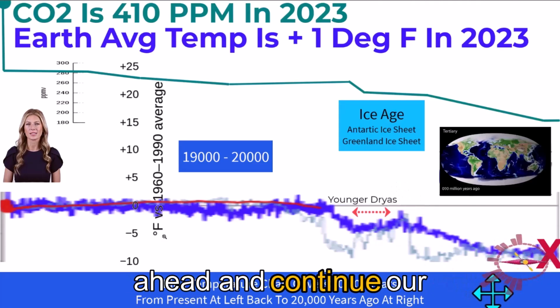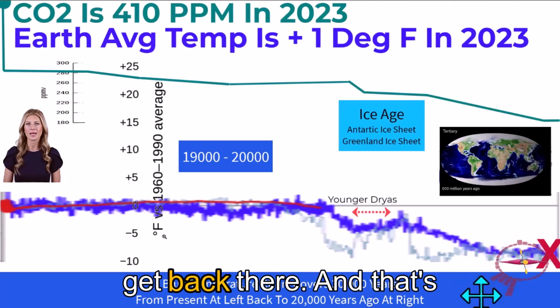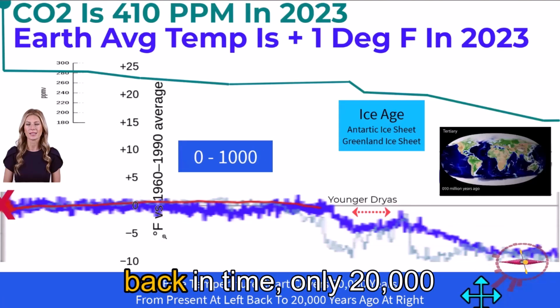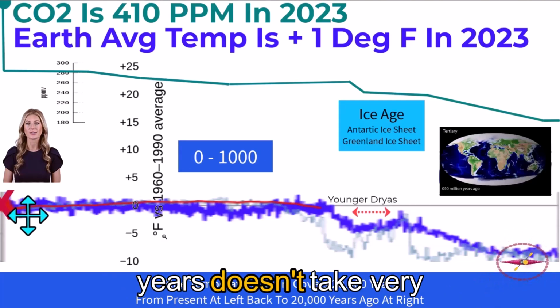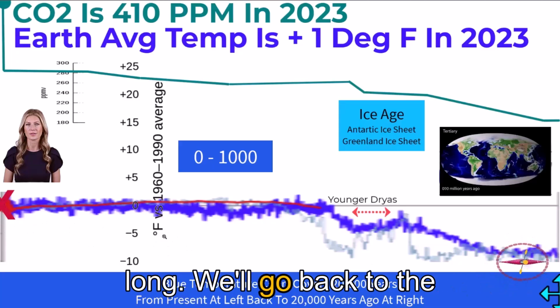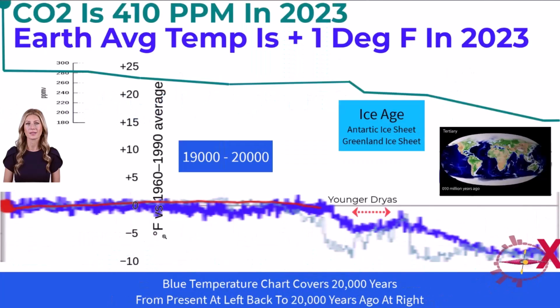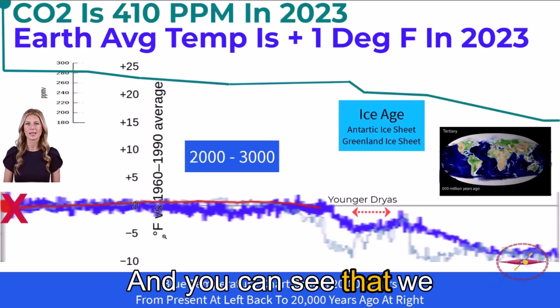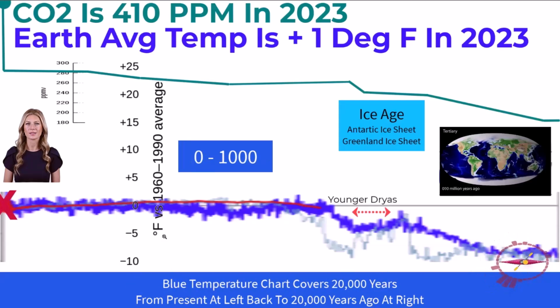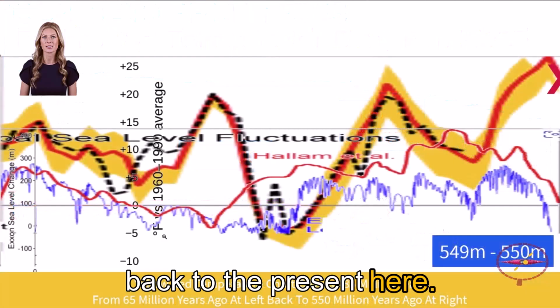We'll go ahead and continue our walk. Doesn't take long to get back there, and that's simply because walking back in time, only 20,000 years, doesn't take very long. We'll go back to the end and we'll walk it manually. And you can see that we arrived back to the present.